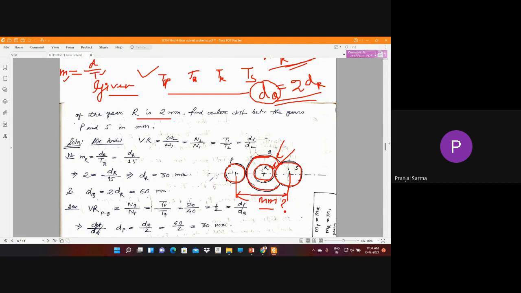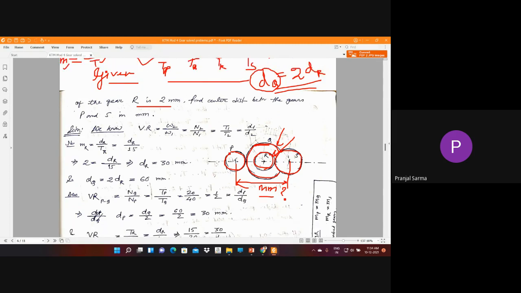Is that clear? Yes, sir. Okay, so as I said previously, there may be different ways of doing it: by geometrical relationship, or velocity ratio, and also the module. Apart from that, there is another way of solving. Because we know if P and Q are in mesh, their module must be the same. That is one of the relationships for meshing gears. Similarly, R and S are in mesh, so the module of R will be equal to the module of S.